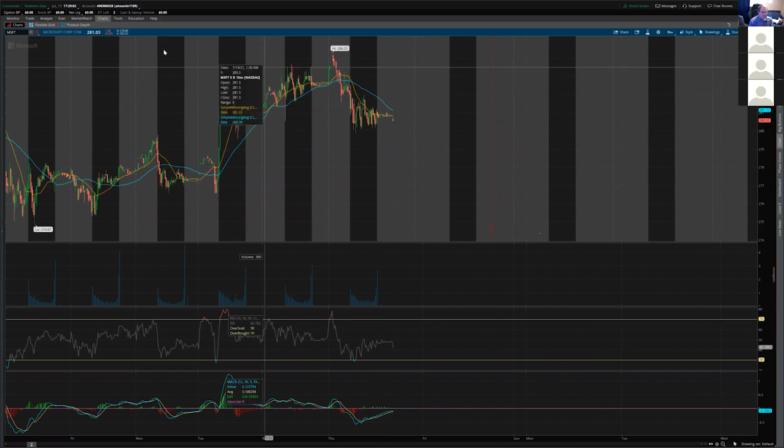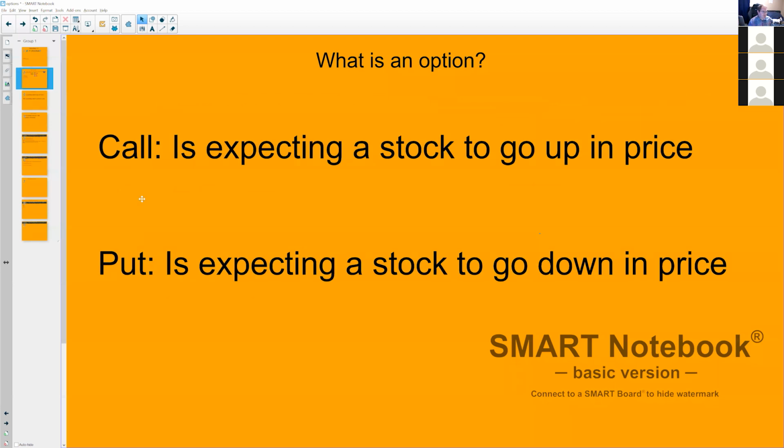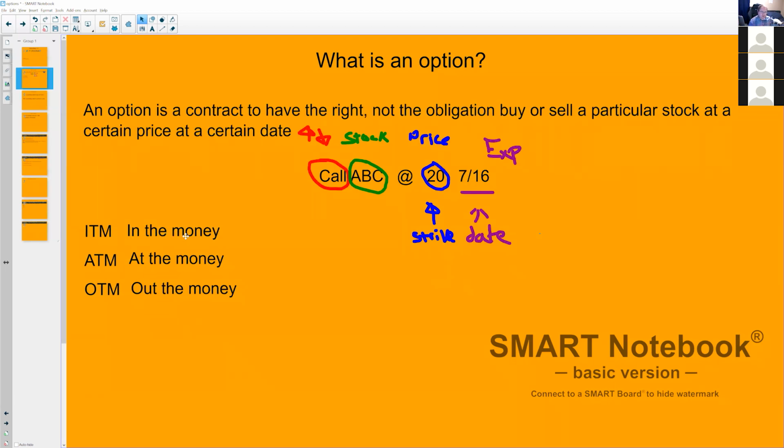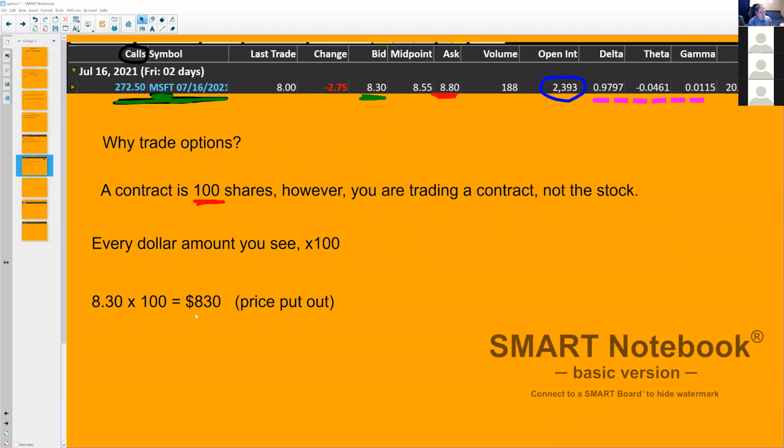You can see right now Microsoft closed at $281. So this call would be considered in the money. Going back, I talked about these little terms right here. In the money means the price of this contract exceeds or is past that price point. So in the money would be 272 up, and it goes by 50-cent increments, but you just do simple math. At the money means it's literally at the price of the value. Out of the money is if it's not hitting that price point.